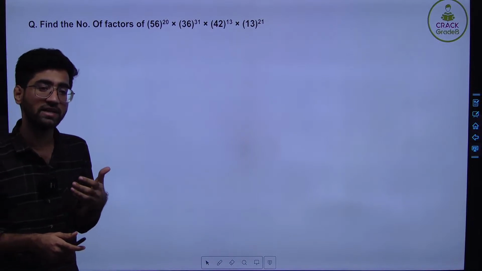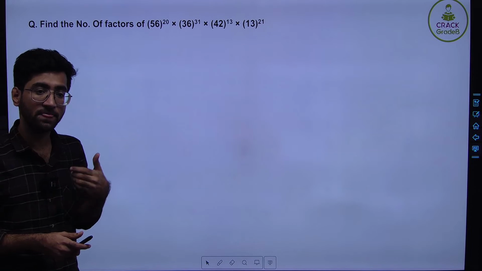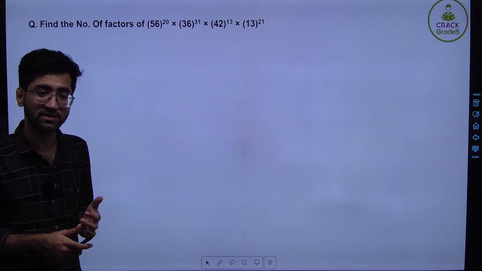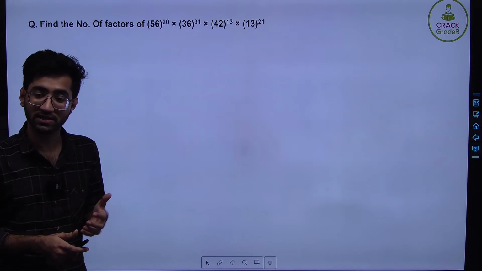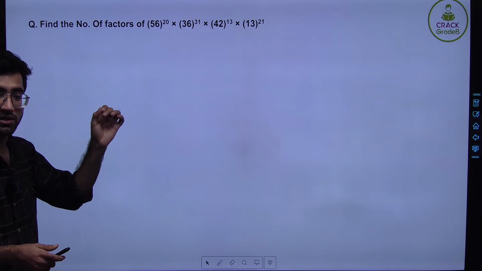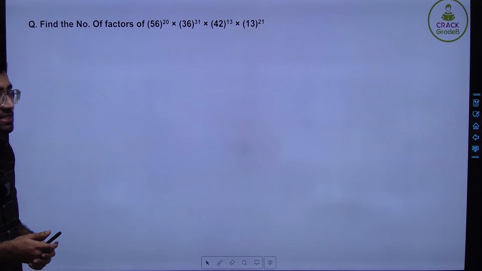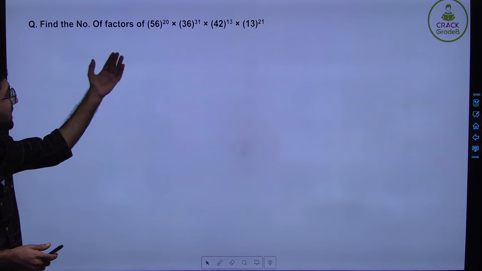In yesterday's lecture, we learned how to find the number of factors, the number of even factors, the number of odd factors, and the sum of the factors of a number, right? So before switching to the subtopic number of trailing zeros, try to solve this question, try to answer what is the number of factors.